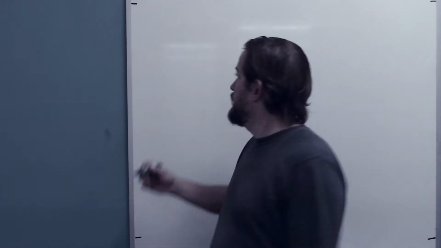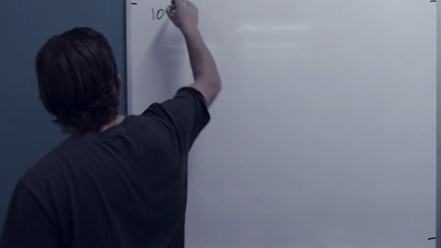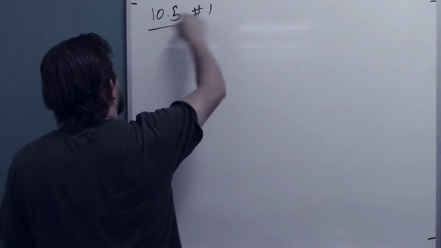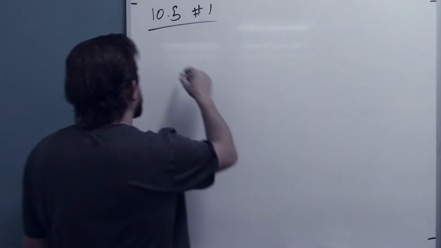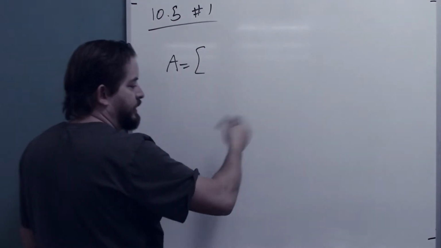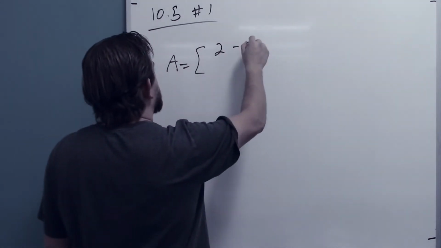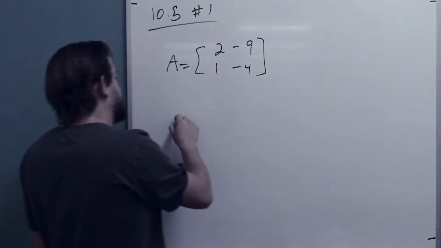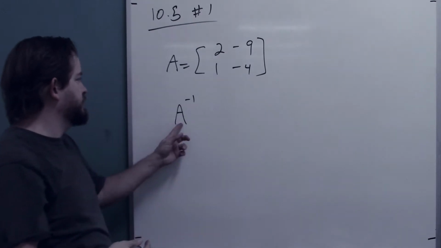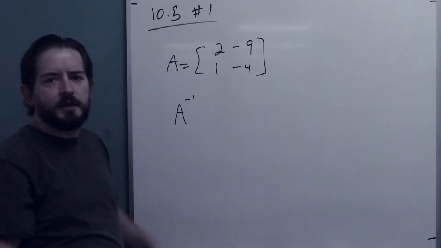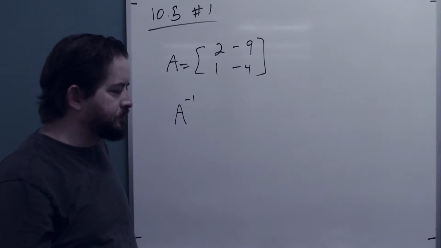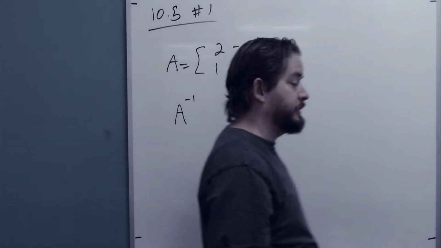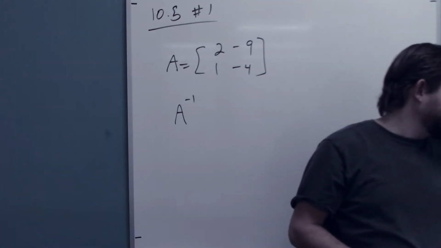Number one asks you to find the inverse of a matrix, which is 2, -9, 1, -4. So we're asked to find the inverse, which is just that matrix with a little -1 up top, right? That's our notation. And there's a nice cheaty way to do that with a 2x2. I'll show you both ways.